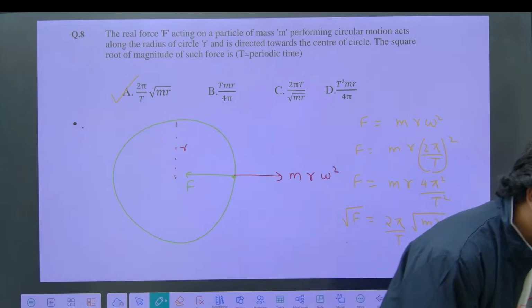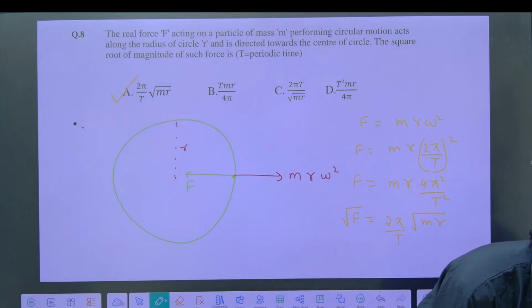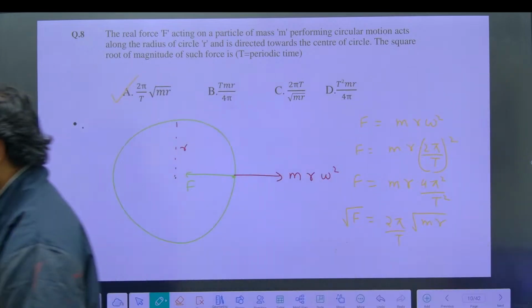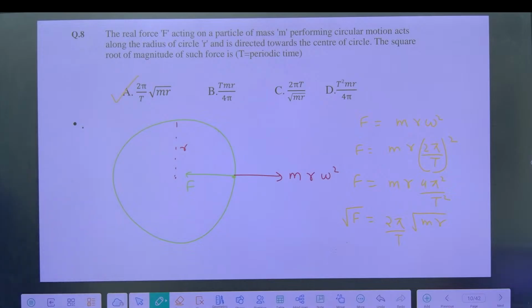Are all these colors visible? Okay, let me check. Yeah, they are a little visible, but I should avoid yellow color. Okay, chaliye.